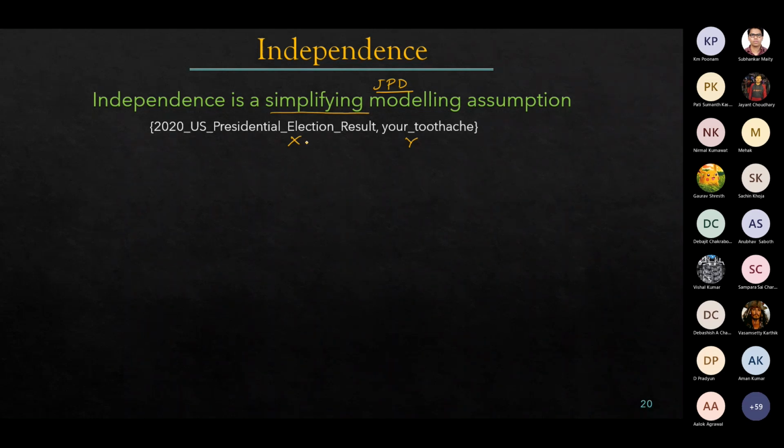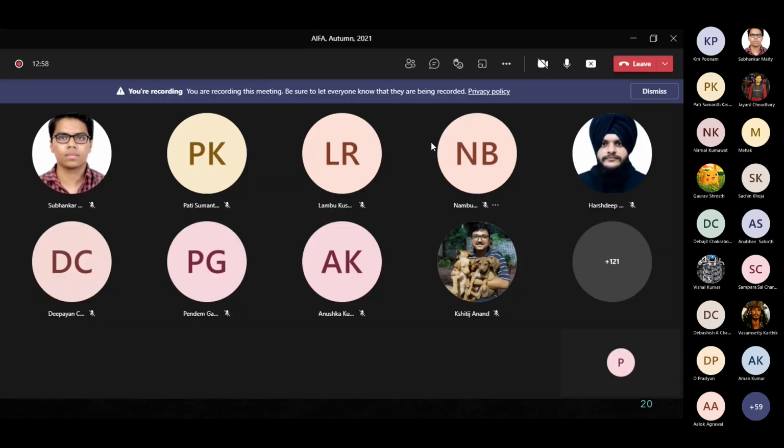Maybe by seeing the election result, you are so happy that your toothache is gone, right? But you see, that is a kind of very, what do I say? I'll not say that is a very probable explanation of the relationship between these two random variables. In most of the cases, we'll see that these two variables are independent. So that's why we say this is a simplifying modeling assumption. Maybe they are not independent, but for the sake of simplicity, they are very distant to each other. So that's why you can treat them to be independent, right?